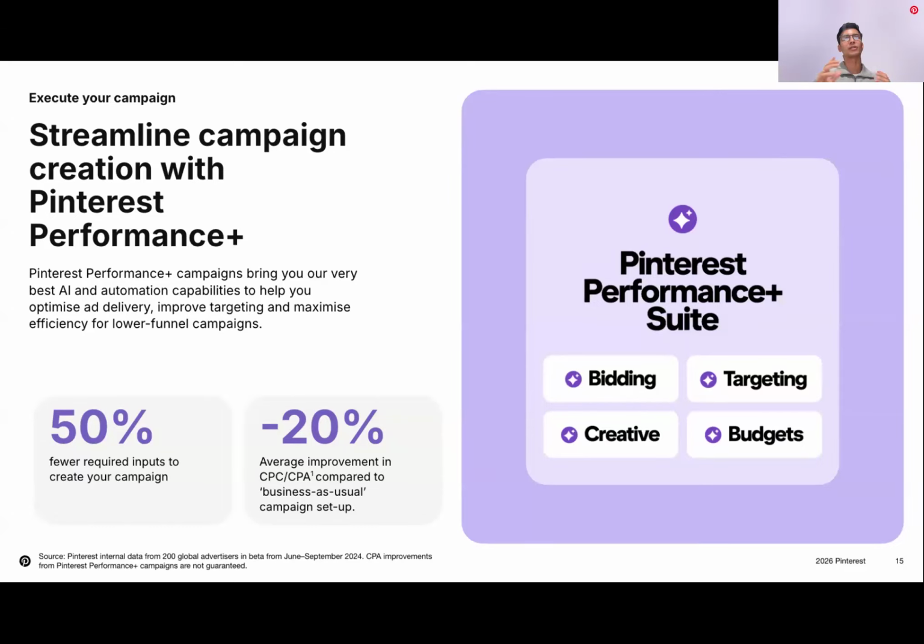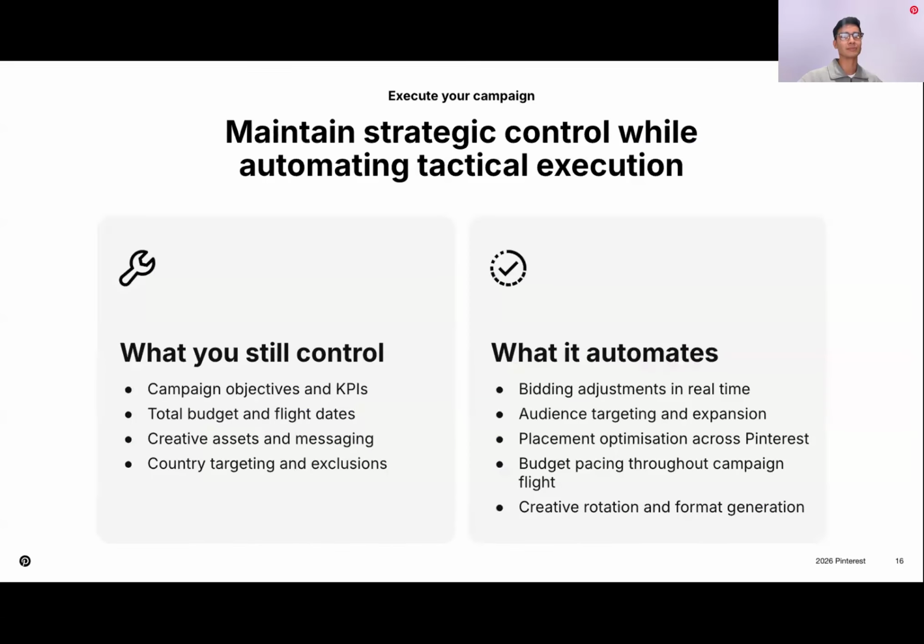By toggling this on in Ads Manager when you create a campaign, you're actually streamlining quite a few things with your execution. In fact, it requires 50% fewer inputs to create the campaign. And on average, not only does it reduce your workload creating campaigns, it actually improves performance as well. We see 20% improvements in cost per click or cost per acquisition compared to standard manual setups here on Pinterest.